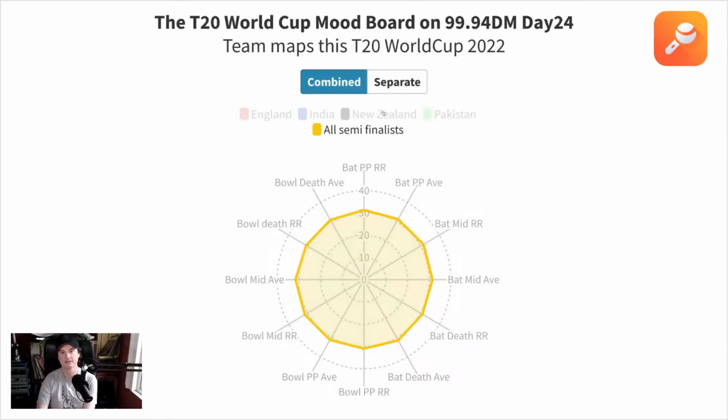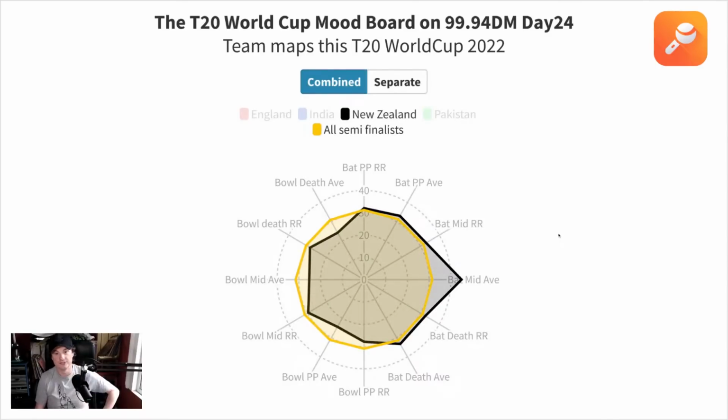We get rid of Pakistan for a minute, and we move on to New Zealand. Now, I like New Zealand's one because their team map is a little bit more dramatic, and I'm a big fan of drama. There's a couple of things I'm going to mention here, but I'm going to start with the fact that you're probably already seeing this is completely off the charts, their batting middle average. I think Glenn Phillips is averaging around the 60s in the middle overs this year.